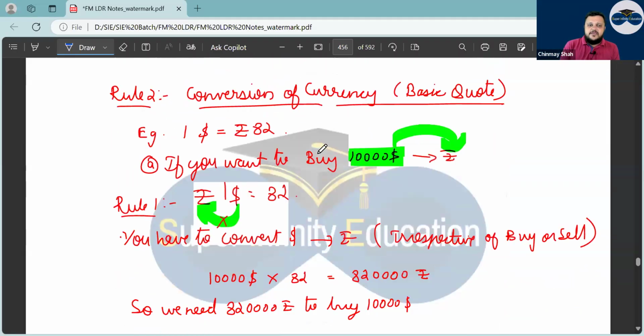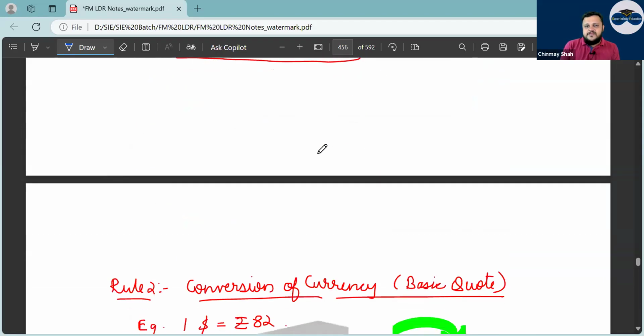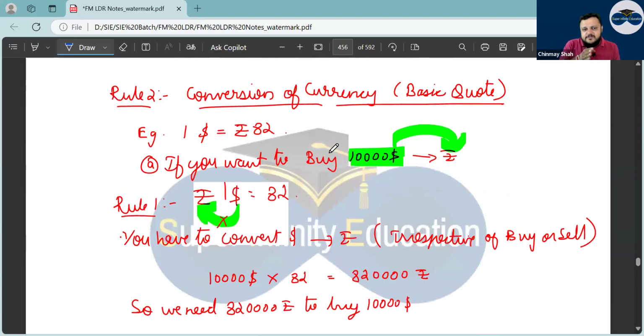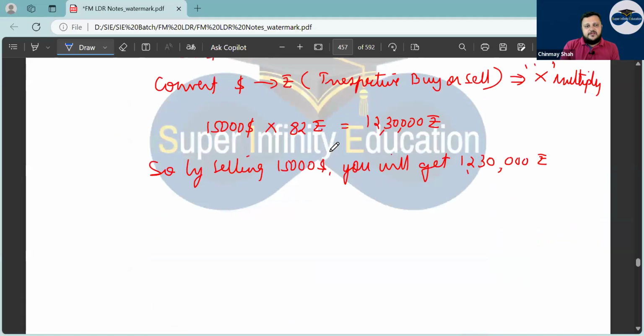See, if you apply rule 1 perfectly, then everything else is just a symphony. Uske baad everything will be what? Tell me. Now you have to convert dollar to rupees or rupees to dollar, correct? Say $1 is equal to rupees 82, correct? If you want to buy $10,000, how much rupees will be required? So you want to convert dollar to rupees, correct? So to convert dollar to rupees, irrespective of buy or sell, 10,000 into 82, 820,000. So whenever you want to go from base currency to secondary currency, you will multiply, correct? So we need 820,000 rupees to buy 10,000.